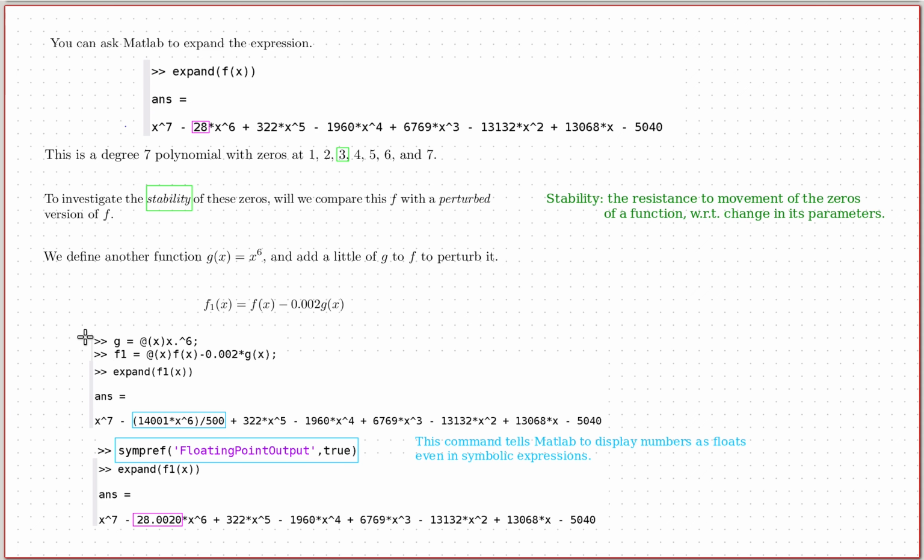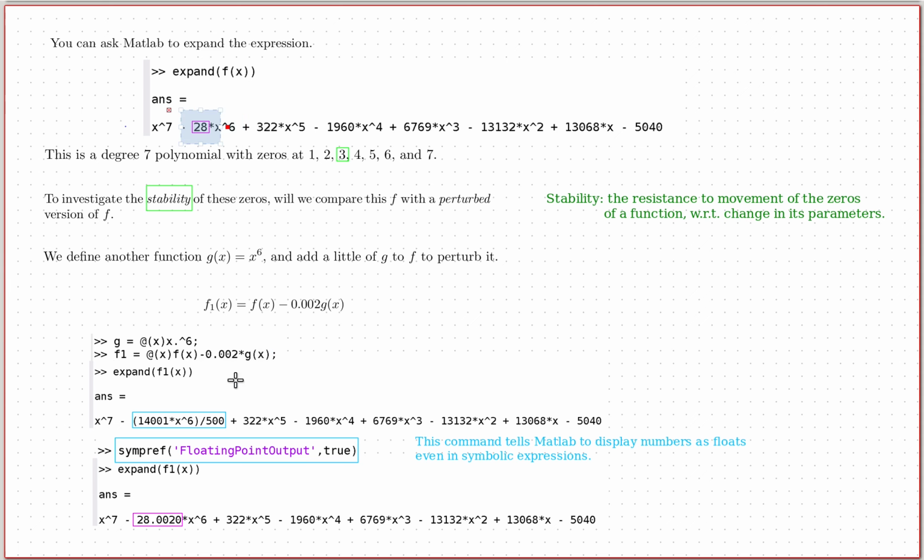So I do that in MATLAB here, so I define g. Again, I use the vectorized version of the power operator. And then I defined f1 to be f minus 0.002 times g. And then I expanded f1 just to see what it looks like. And when you do that, well, actually, this is a little disconcerting. What you get is this. Notice that what MATLAB has done is, in that 6th-degree term, it took the negative 0.002 x to the 6th from g, and added it to the 28 x to the 6th from f.